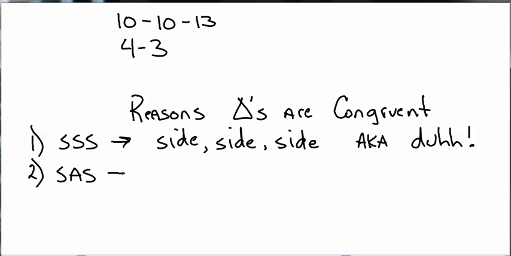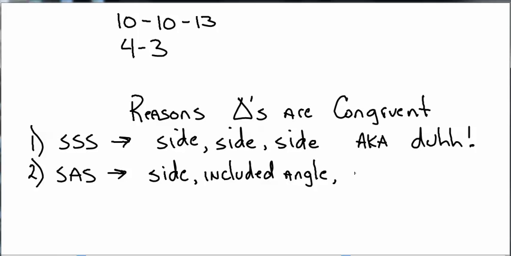SAS. Now, that side, super important, included angle. And another side. And all the postulates start and end the same. The postulates and theorems. If a side, an included angle, and a side of one triangle are congruent to a side, included angle, and another side of another triangle, then the triangles are congruent.